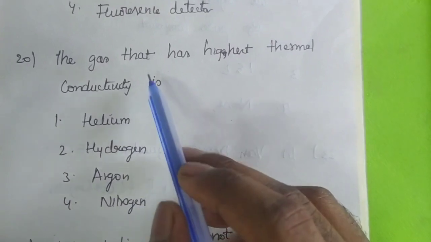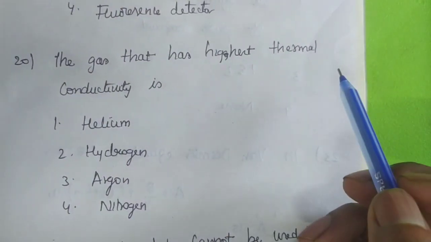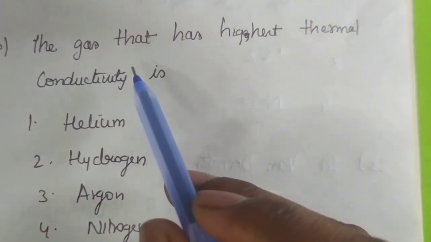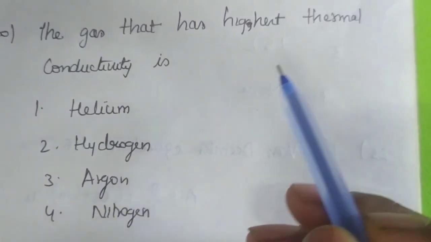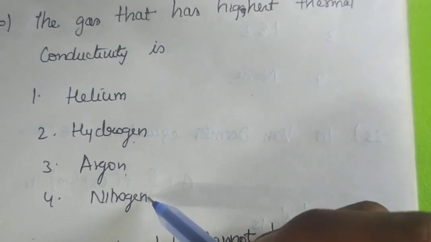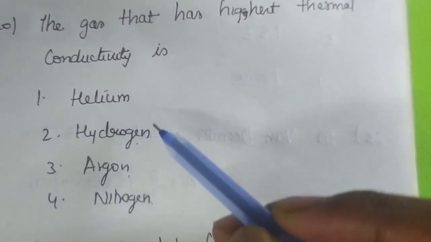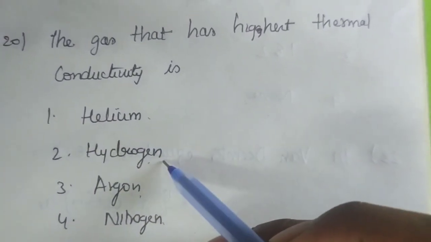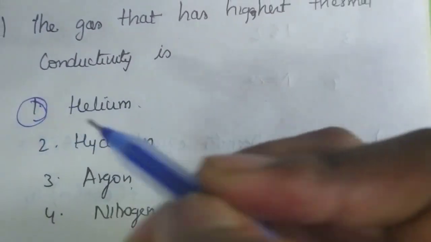Coming to next question, the gas that has highest thermal conductivity is. Options are helium, hydrogen, argon and nitrogen. Generally, low density gases have high thermal conductivity. Here we have two, helium and hydrogen, out of which the thermal conductivity of hydrogen is more.